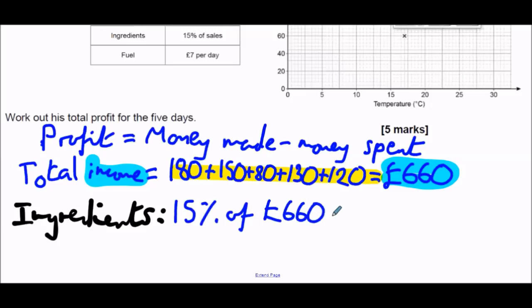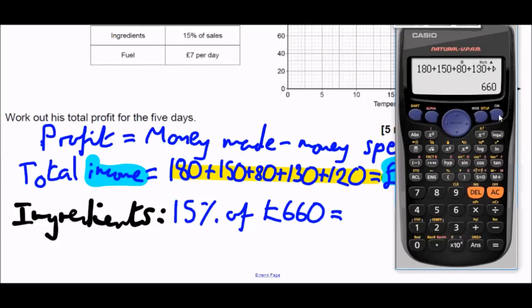So again, may as well get the calculator to hand. 15%, the percent just means out of 100, so 15% means 15 over 100 of works as a multiplier. So multiply that by 660. Oops, not 666. That's a bit unintentionally evil there. Anyway, that comes to £99.